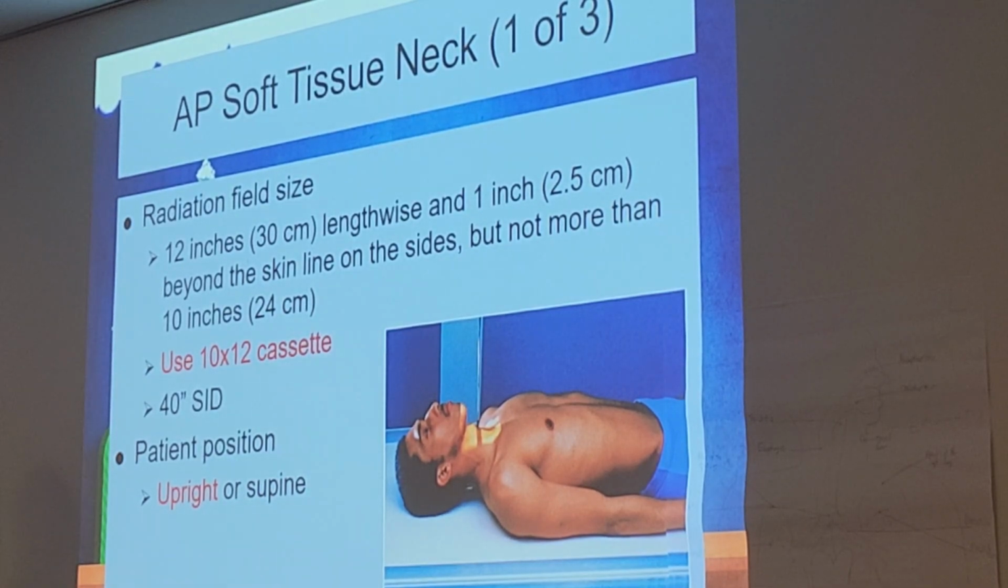Put the red once again at cassette size, just because it's a little fact people often overlook. Know your cassette sizes as well, guys. Know what the max is, know what the minimum is. At maximum, 10 by 12. You would never do a soft tissue neck on a 14 by 17 unless it's like a digital cassette and it's all we have. It's just overkill, way too much.